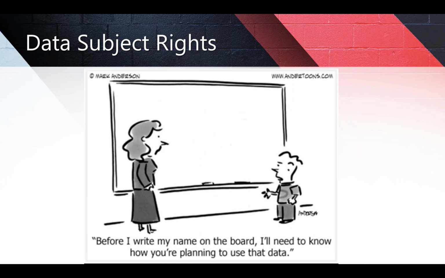Yeah, so before, just to understand what we discussed, here we have one cartoon where one lady is talking to another person. Before I write my name on the board, I will need to know how you are planning to use that data. This cartoon actually talks about which data subject right?